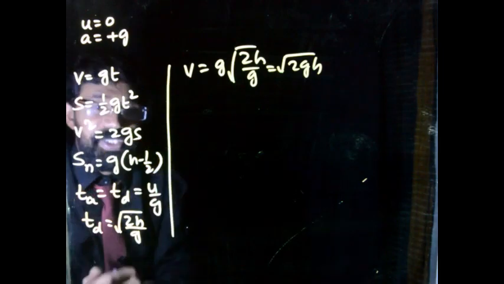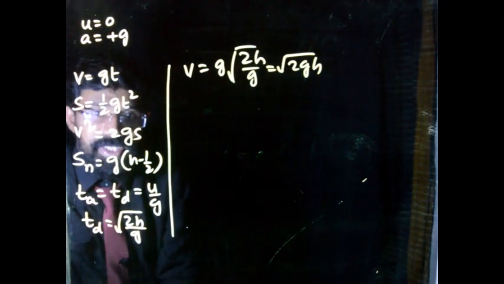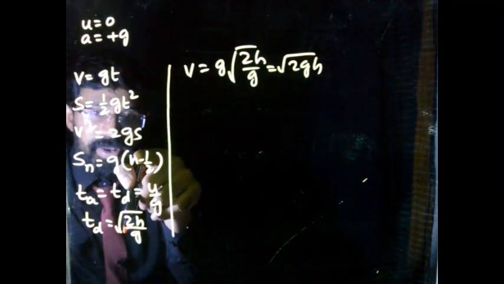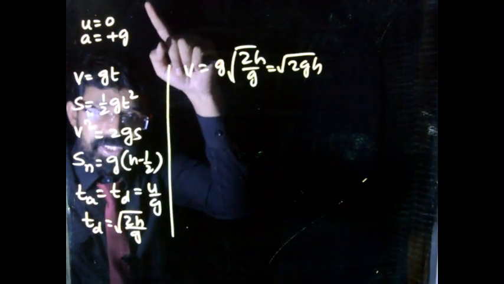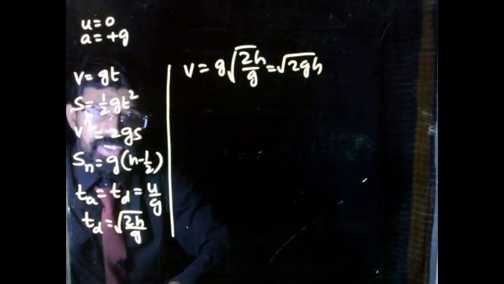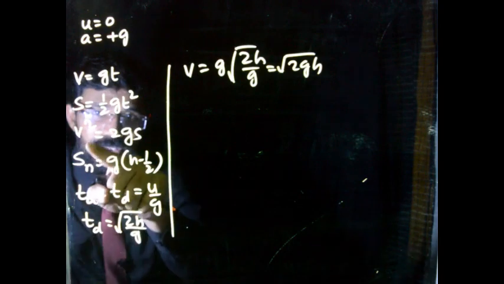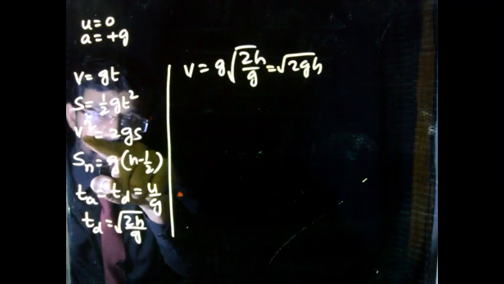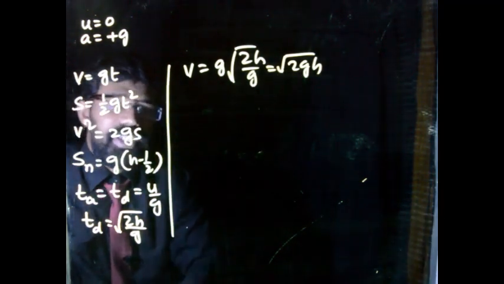Just replace s with h. You will get this one. If you replace s with h, what does it mean? It means the body has completely covered the distance and it has reached the surface. Okay, so since v square is equal to 2gh, v is equal to what? Under root 2gh directly you will get.